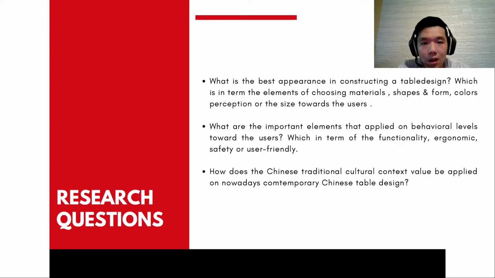Research questions. The first one is what is the best appearance in constructing a table, in terms of the elements of choosing materials, shapes and form, colors, and perception towards the user. And what are the important elements that apply on the behavioral levels towards the user, in terms of functionality, economy, safety and user friendliness. And lastly, how can the Chinese traditional cultural context values be applied to nowadays contemporary Chinese table design.